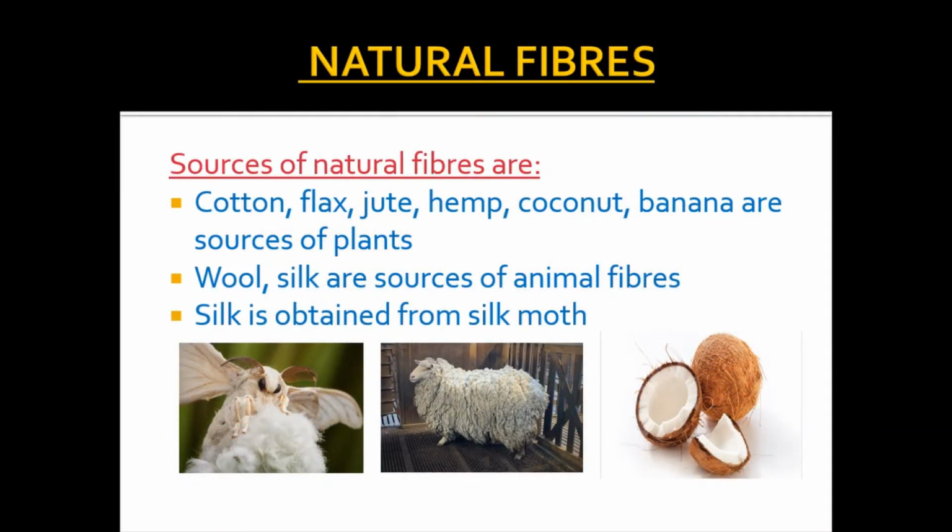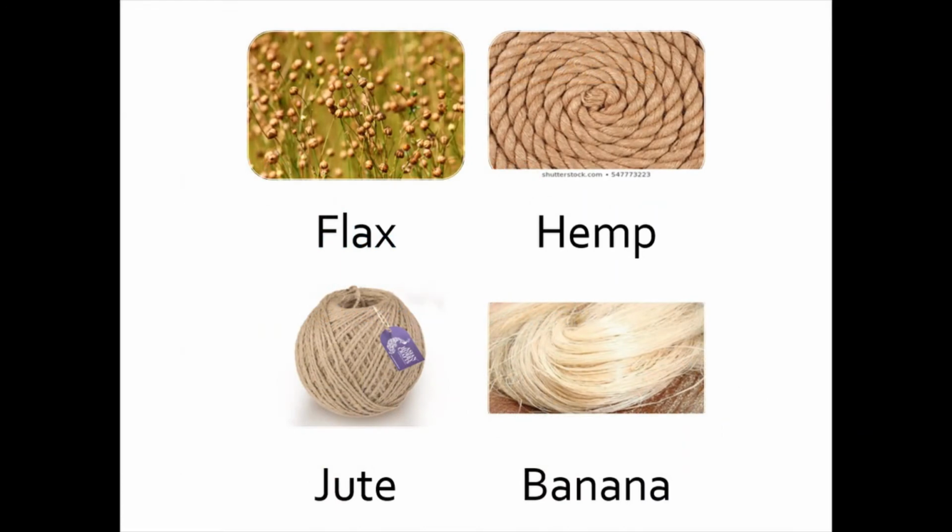Natural fibers. Sources of natural fibers are cotton, flax, jute, hemp, coconut, banana, which are the sources from plants. Wool and silk are the sources of animal fibers. Silk is obtained from silk moth. As you can see in the pictures, flax, hemp, jute, banana.